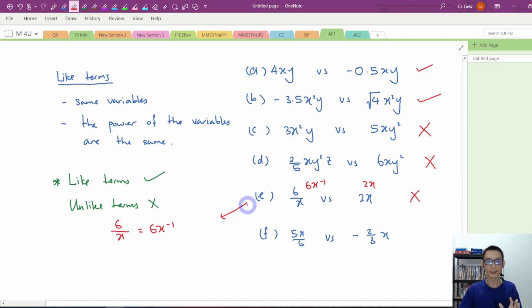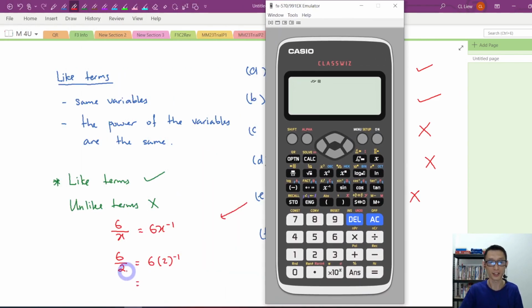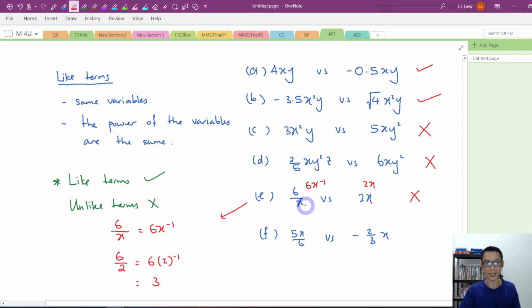Okay, let me explain a little bit more about this one. Now, 6 over 2, right? This is actually equal to 6 times 2 power negative 1. Let me show you by using my calculator. 6 divided by 2, you know the answer must be equal to 3, right? How about when I key in this one? 6 times, okay, I just put a parenthesis, 2 power negative 1 is equal to 3 as well, right? This is also 3. Okay, so be careful.